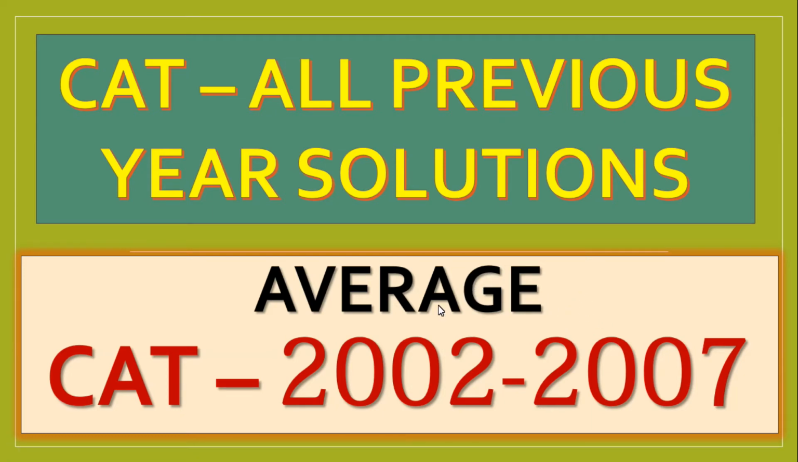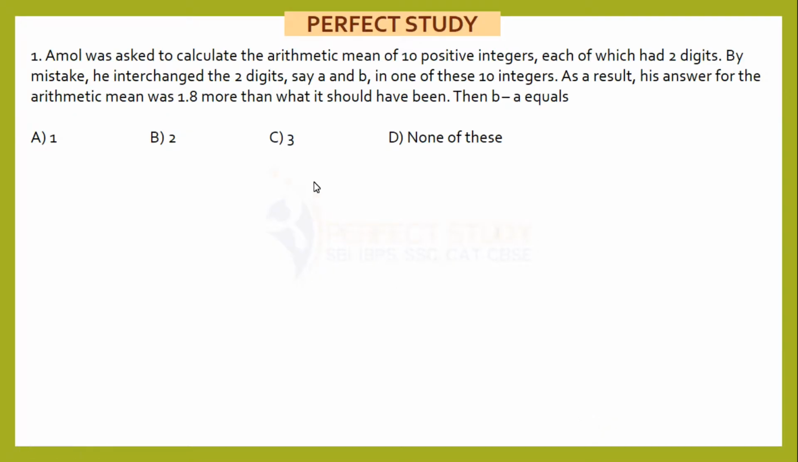Now in today's video we will complete the average series of questions, and these questions are from CAT 2002 to 2007. So let's begin. Number 1.